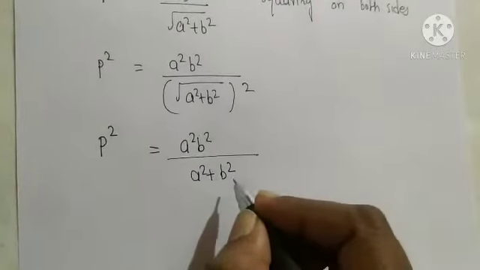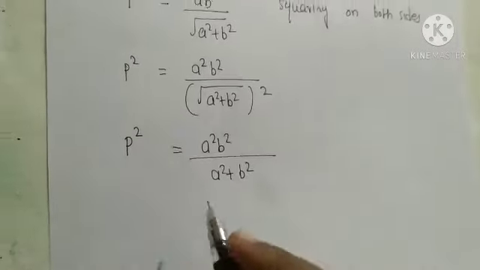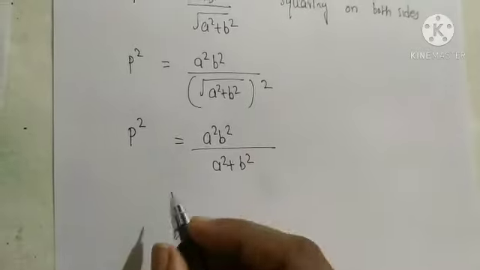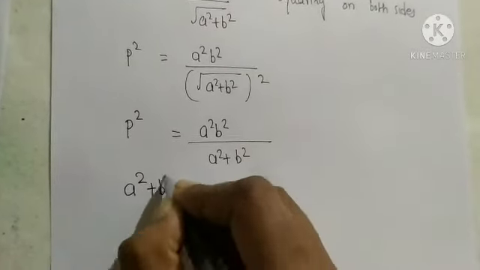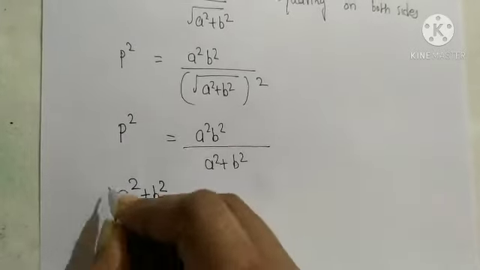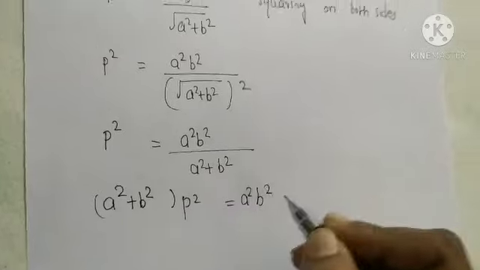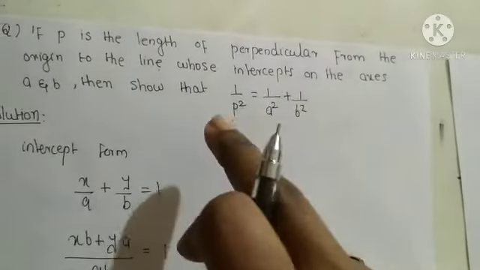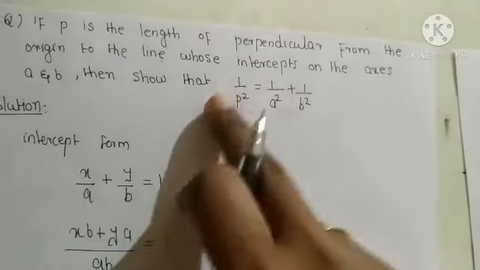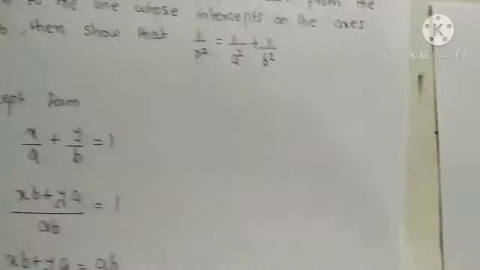Okay. Taking this a square plus b square to the LHS, it will become a square plus b square into p square equal to a square b square. So don't forget, this is our question. We need to prove that this term, that is 1 by p square, equal to 1 by a square plus 1 by b square. Okay.